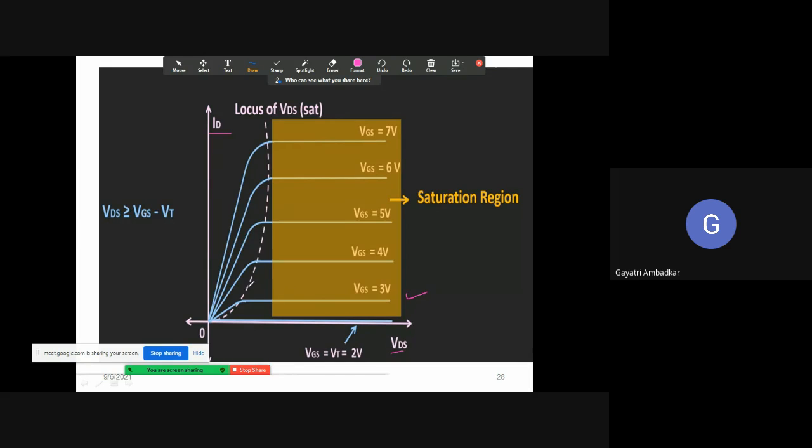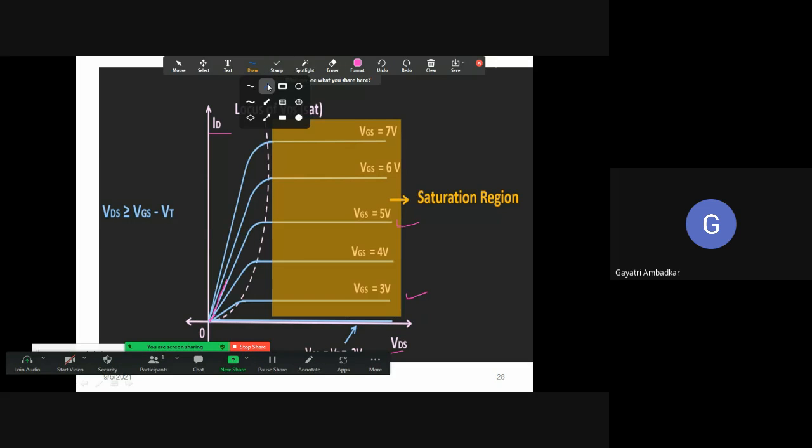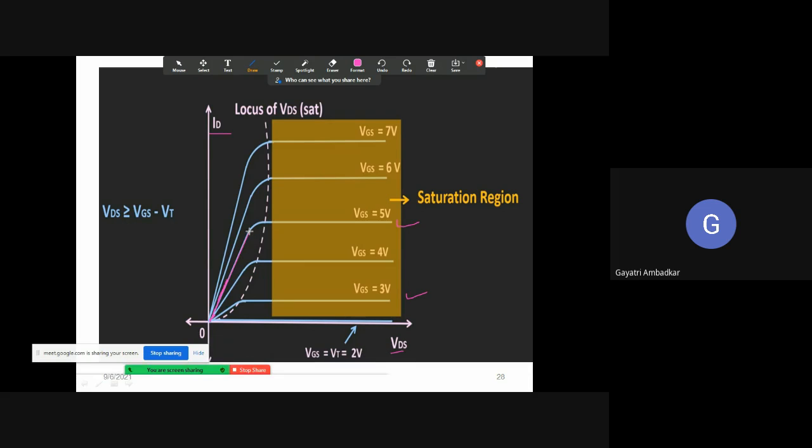So how does the MOSFET behave? Consider this curve. Let's say VGS equal to 5 volt. When you go on increasing VDS, what happens? The drain current starts increasing linearly. When you increase the drain to source voltage, first of all, drain current starts increasing linearly up to this point. After that, you see there is a curvature over here. And in such a type of region, the inverse square law is followed.